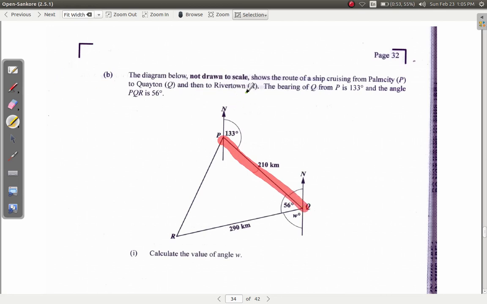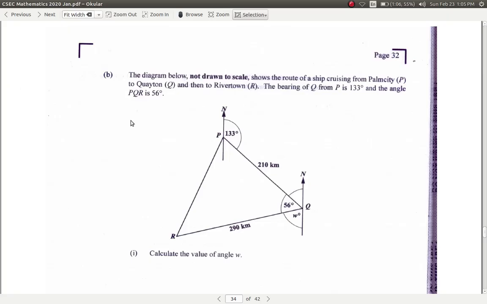And then to River Town R. So it changed direction and came here, 290 kilometers. The bearing of Q from P is 133 degrees. So you see it here. And the angle PQR is 56 degrees. So you can see that here. You have the bearing and the angle here. Calculate the value of W.